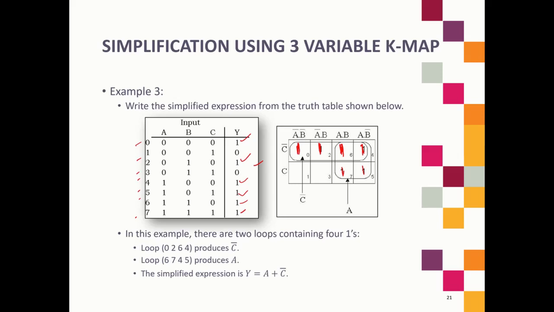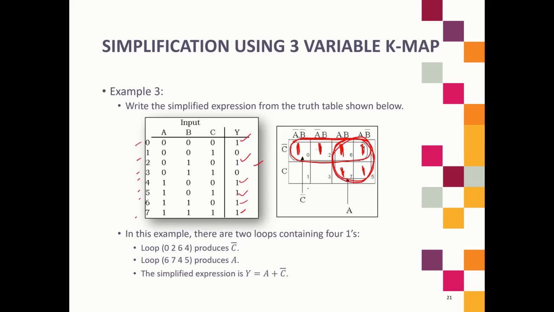This 4 cell group is considered adjacent. Why? Because this cell is adjacent with this cell. At the same time, you also have another value that is adjacent with this cell. Then you also have a value here. So that's why you have 4. And the last one, the balance, you have 2. Instead of looping only 2, you can actually overlap with the value above to form a bigger loop, which is 4 cells.